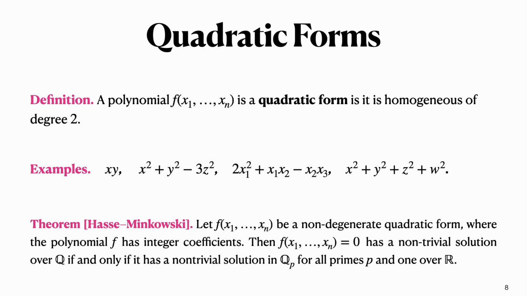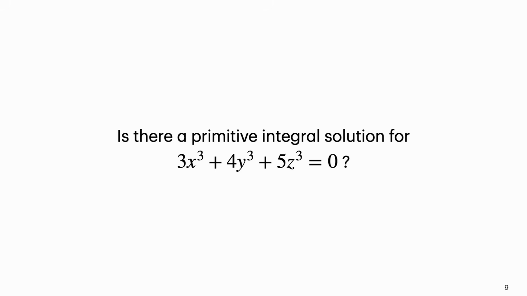Hasse-Minkowski tells us exactly when we have global solutions over Q: if we have these local solutions over primes and over the real numbers. Great. So now that we know everything for quadratic forms, we can go one step further. Instead of taking quadratic forms, I'm taking coefficients cubed. And now the question is, do we have an integral, a primitive integral solution for this equation?